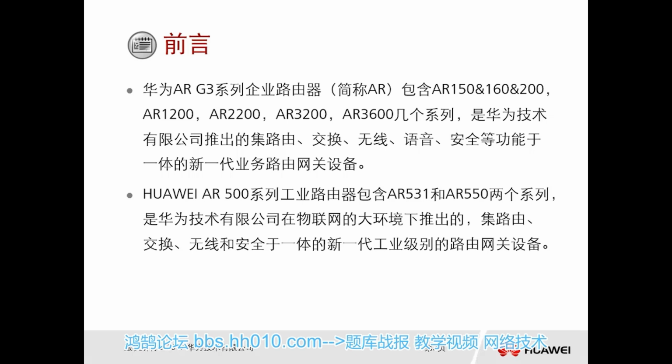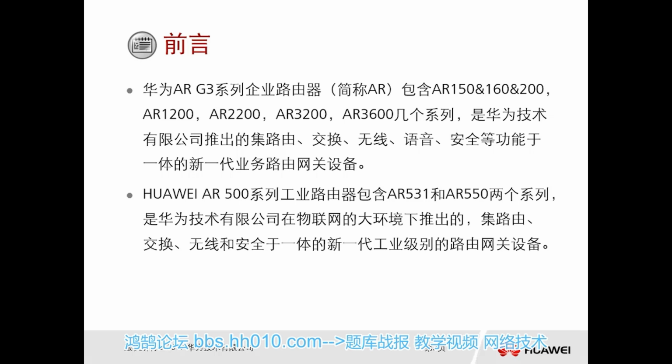The Huawei AR500 series is an industrial router. It includes two series, AR531 and AR550. Therefore, it is introduced in the context of what we now call the Internet of Things environment. It is also a new generation industrial-grade router gateway device that integrates routing, switching, wireless, and security. So first of all, we need to have a basic understanding of the AR series routers.